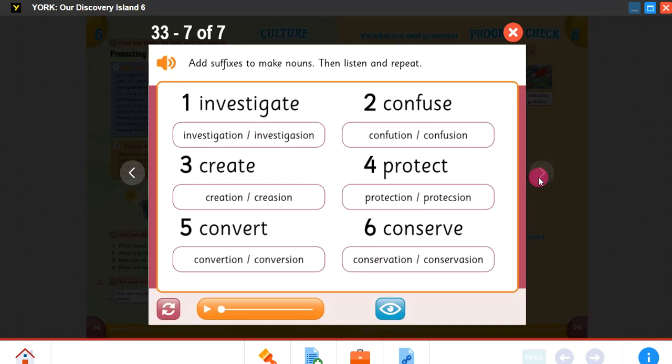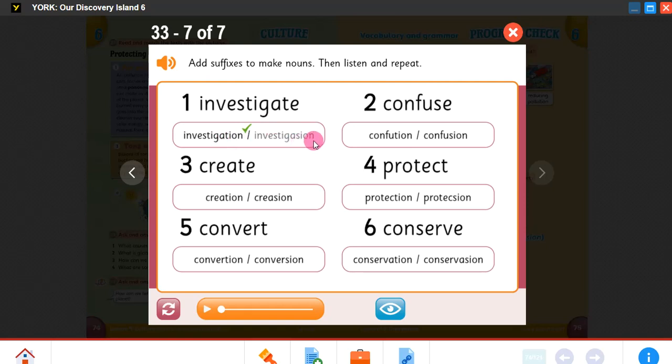The final activity is the phonics activity, which is add suffixes to make nouns, then listen and repeat. So first you're going to add the suffix and then you're going to listen. Investigate. Is it investigation or investigation? Okay, so of course it's investigation with the T. Now the T-I-O-N makes the sound sh, investigation.